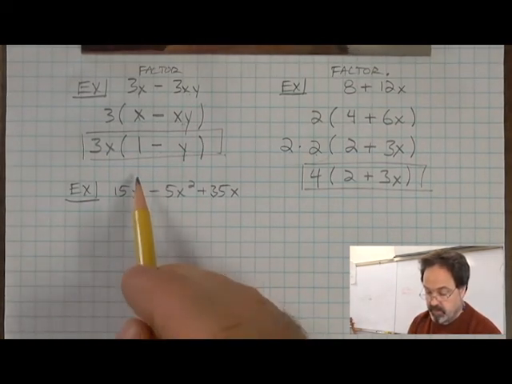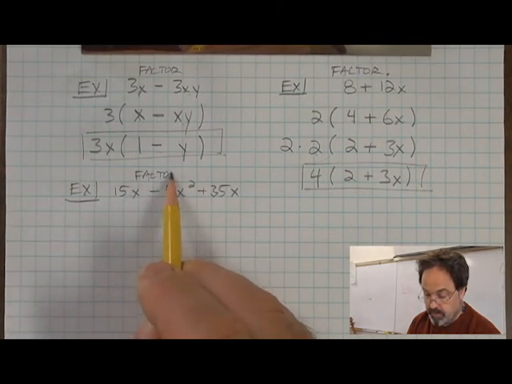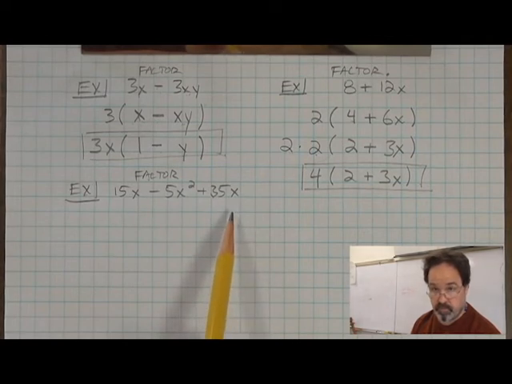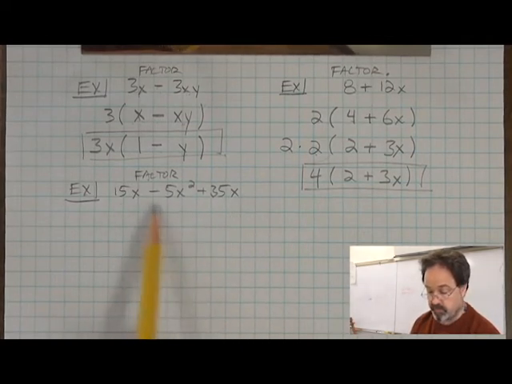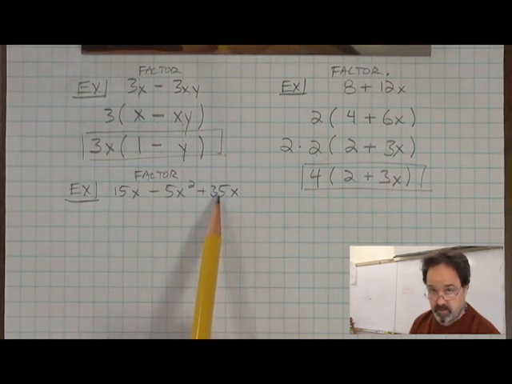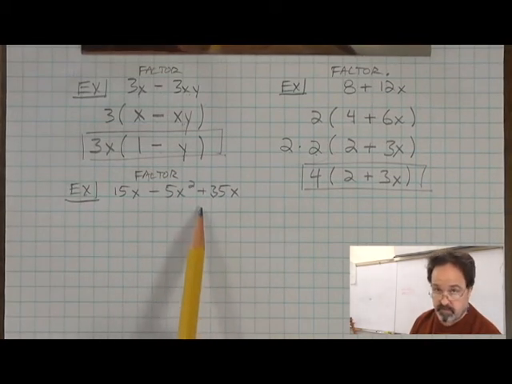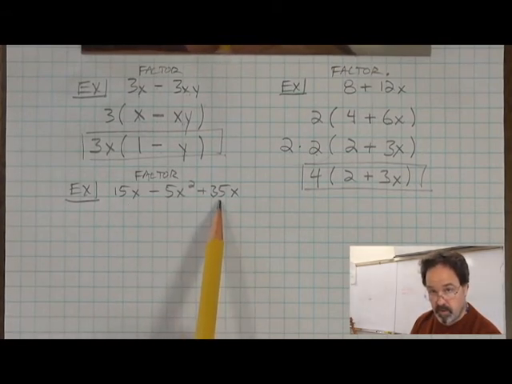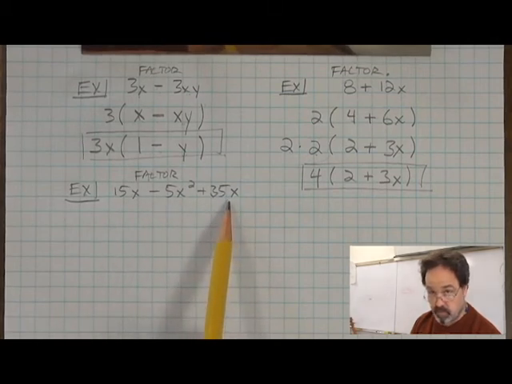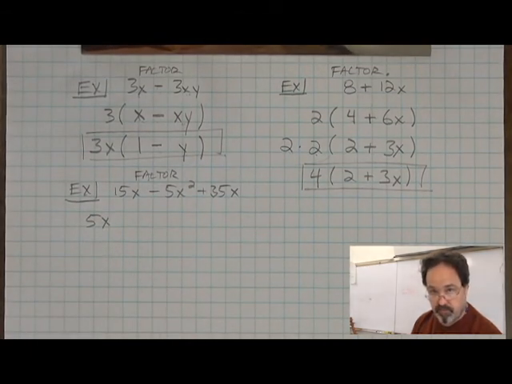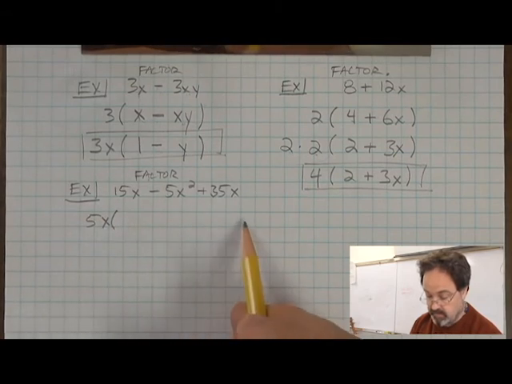So if I'm going to factor anything out, then what I factor out must divide all 3 terms evenly. With a little investigation, I can see that every term has an x in it, so I know that I can factor out an x. But I also see that a 5 will divide these 3 terms evenly as well. It's possible to factor out 2 things at once. I'm going to factor out 5x, a 5 and an x at the same time.